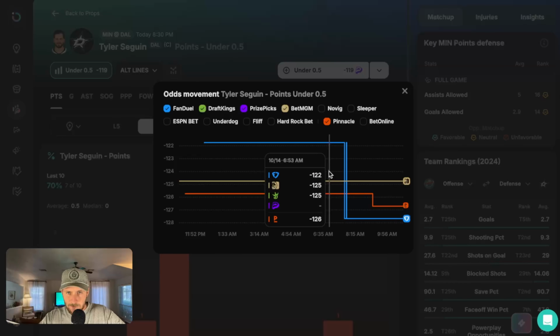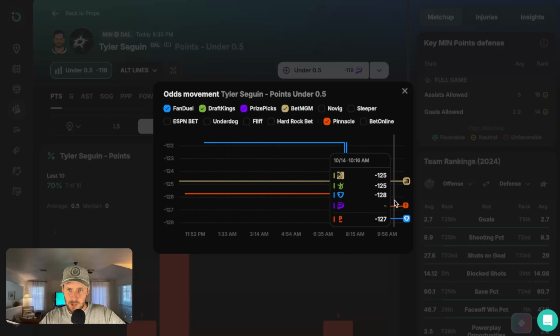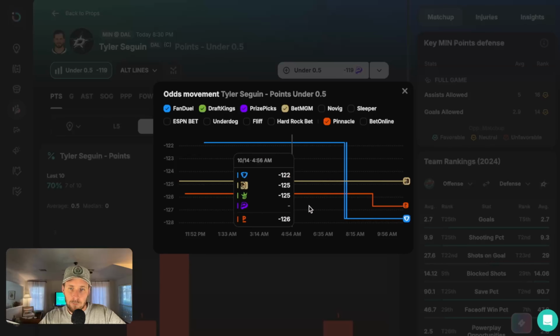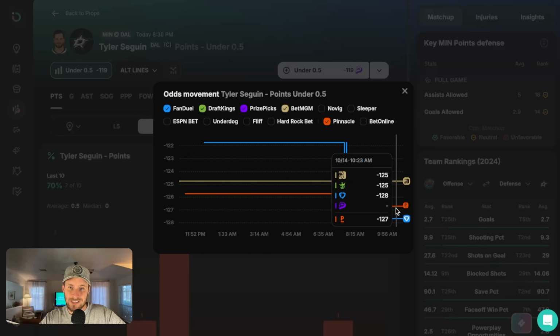So FanDuel, again, FanDuel opened up minus 122. They're currently sitting at minus 128, which is a 6 cents difference. Pinnacle as well, you can see it's dropped from minus 126 to minus 127, so only a 1 cent difference. But again, the point is that we're starting to see it trend down. So again, I really like this play here.